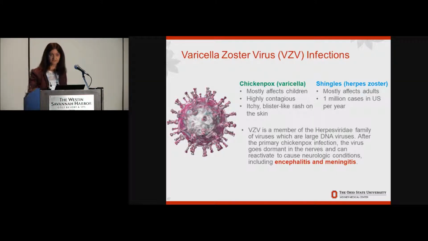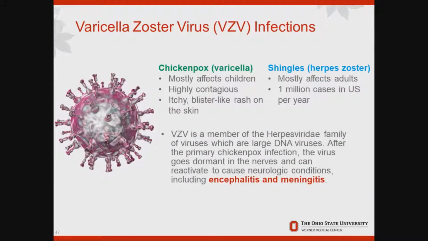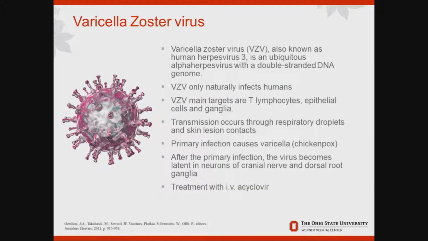But once infected, just like any other herpes virus, the virus lies dormant in the body for decades, and can lead to reactivation later on in life as one gets older, or with immune suppression, or some trigger that might lead to reactivation. And so that is called shingles or zoster, and it affects mostly adults, and there are about 1 million cases in the US every year. It can also cause encephalitis and meningitis as well.